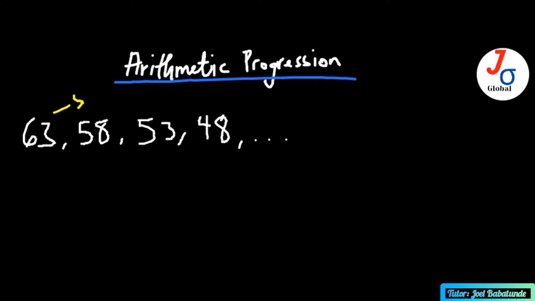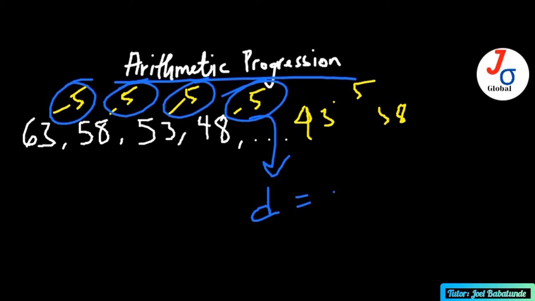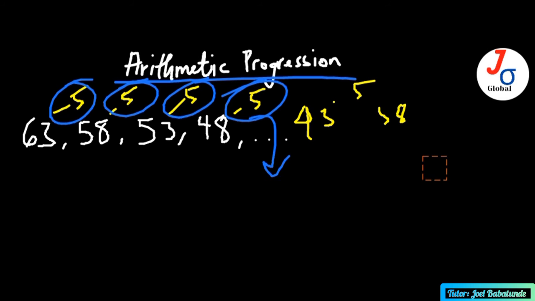So minus 5, you get 58. Then minus 5, you get 53. Then minus 5, you get 48. Then minus 5, you get 43. Then minus 5, you get 38, and so on. So this is the common difference in this case, and the d is actually minus 5. So in this case it is negative, and that's why it's decreasing.